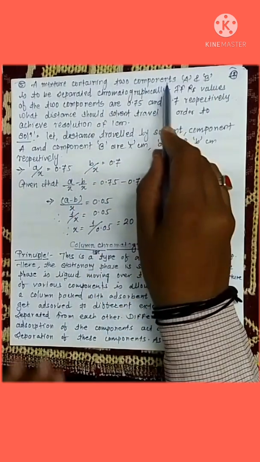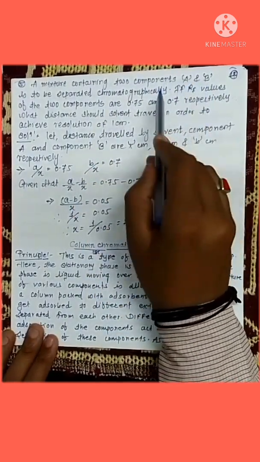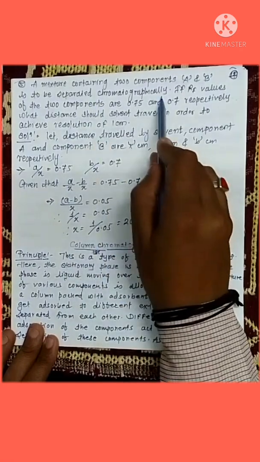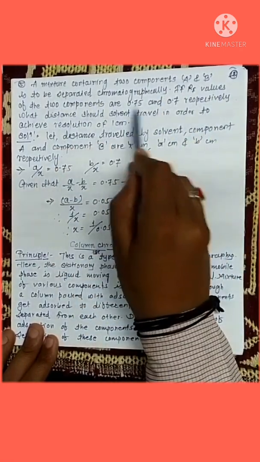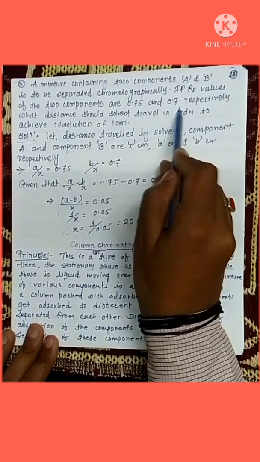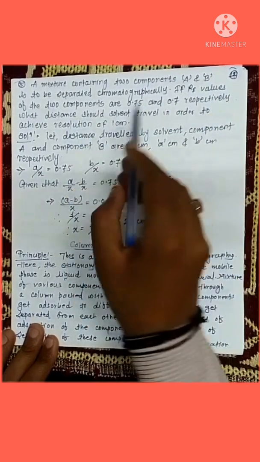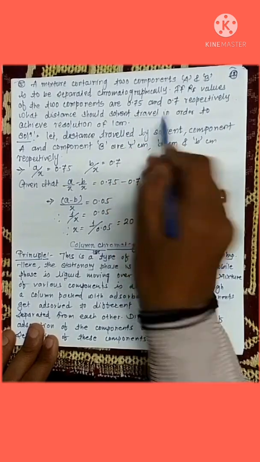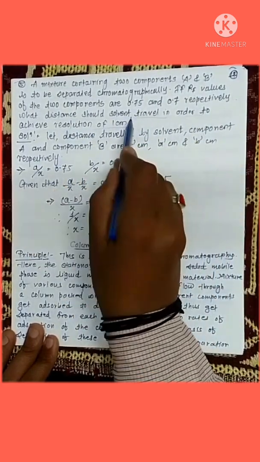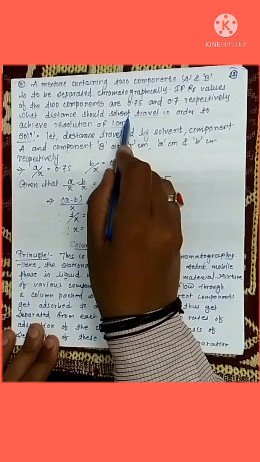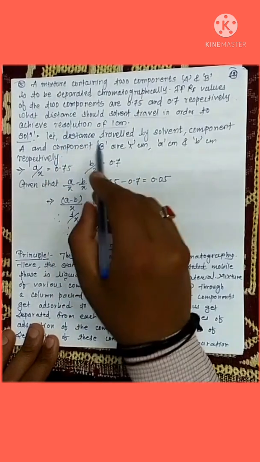A mixture containing two components A and B is to be separated chromatographically. If the Rf values of the two components are 0.75 and 0.7 respectively, what distance should a solvent travel in order to achieve a resolution of 1 cm? Basically, we have to calculate the distance traveled by the solvent front. So we are going to solve this numerical.